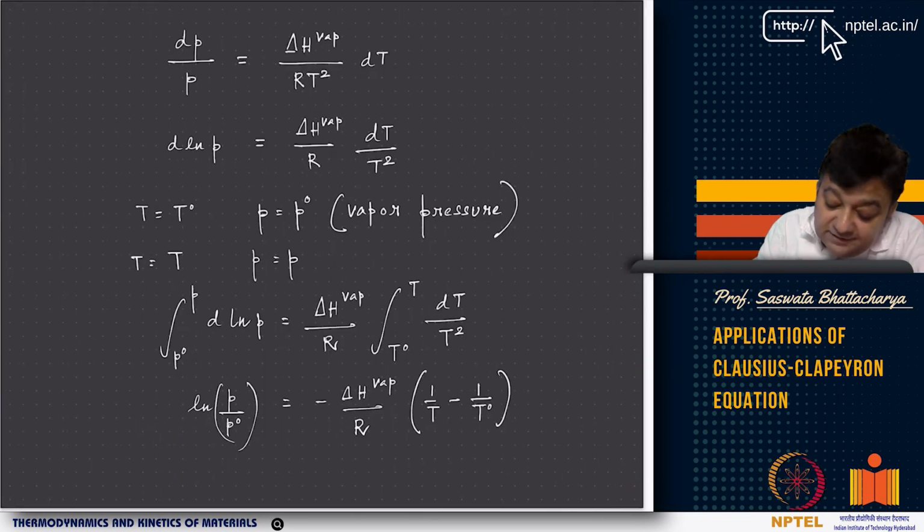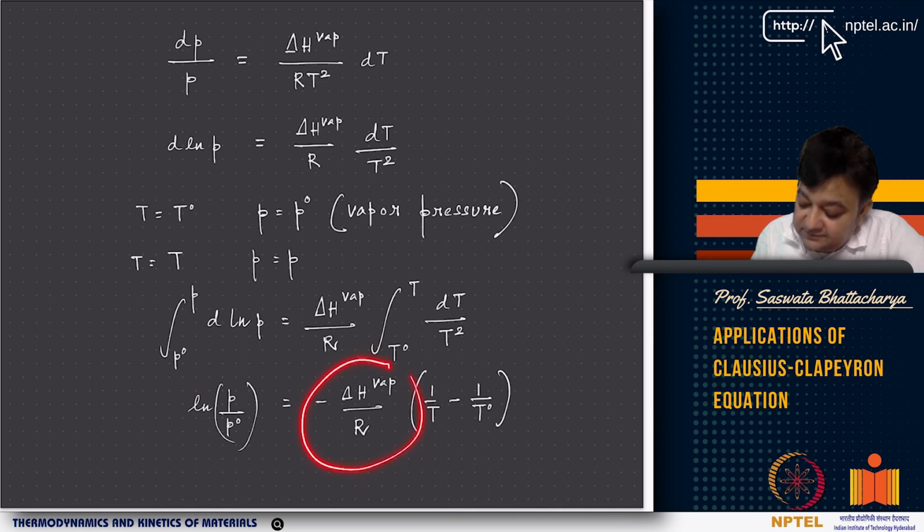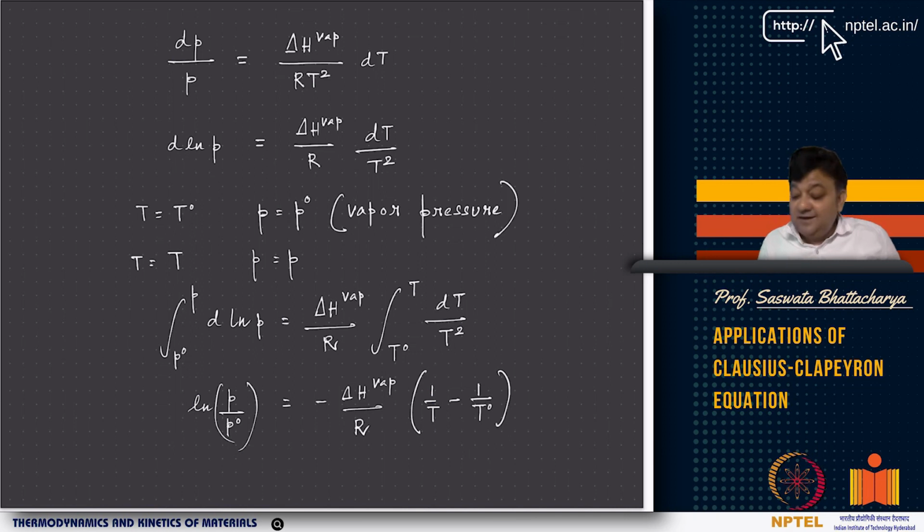Now you integrate, so it becomes d ln P, and this becomes delta H evaporation by R times dT by T square. At T equal to T naught, let us assume P equals P naught, the reference vapor pressure, and at T equal to T, P equals P. The integral of dT by T square is minus 1 by T. After putting the limits T naught to T, you get minus delta H vaporization by R times this term. Again, remember we are assuming that delta H vaporization is independent of temperature, it does not change with temperature.